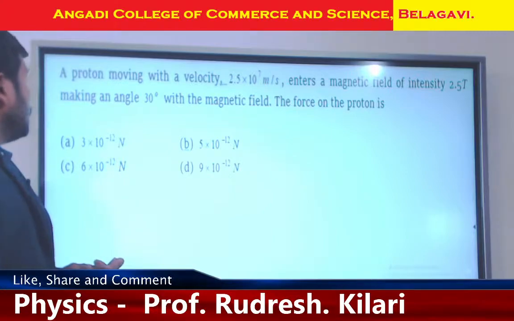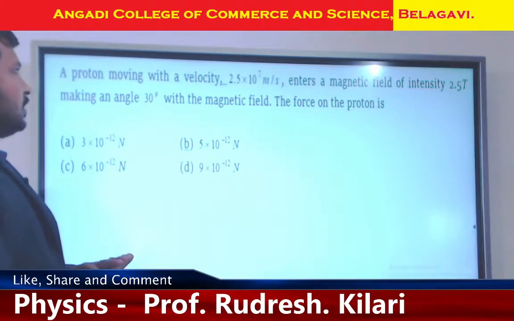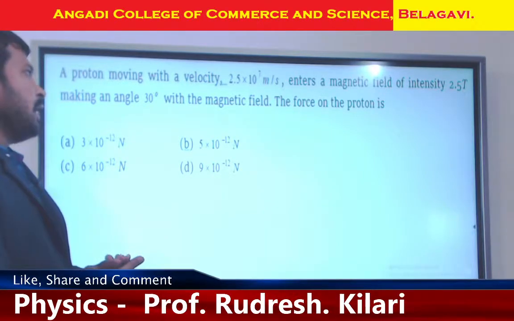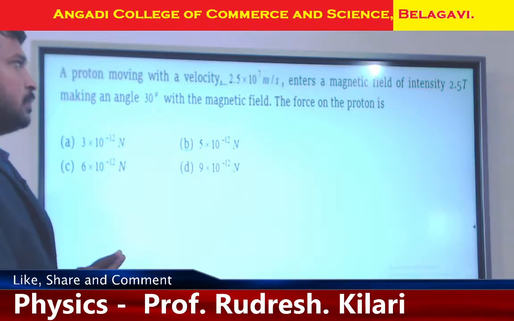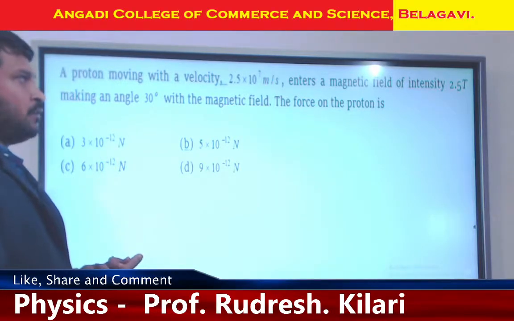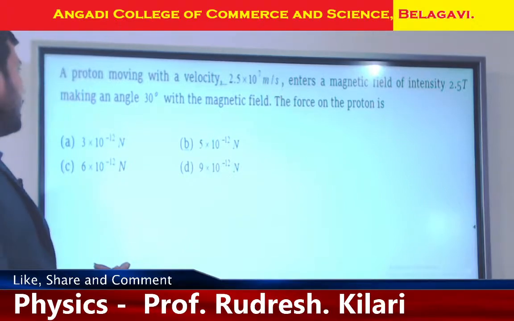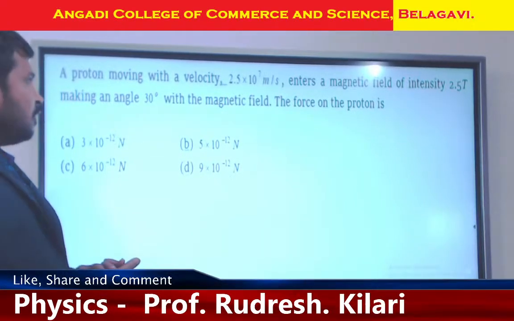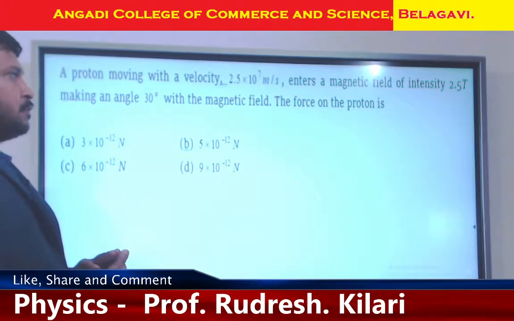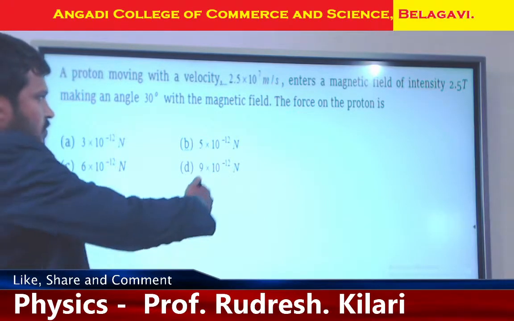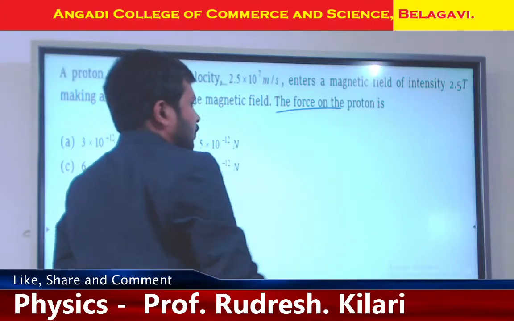A proton moving with velocity 2.5 × 10^7 meters per second enters a magnetic field of intensity 2.5 Tesla, making an angle of 30 degrees with the magnetic field. The force on the proton is what they are asking here.